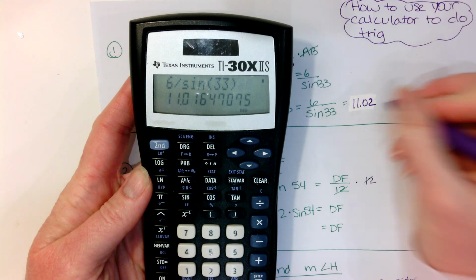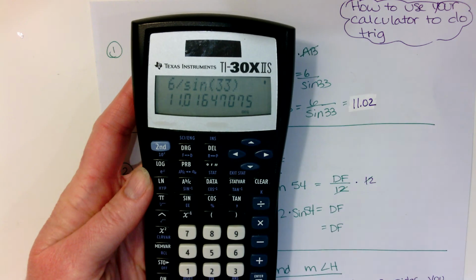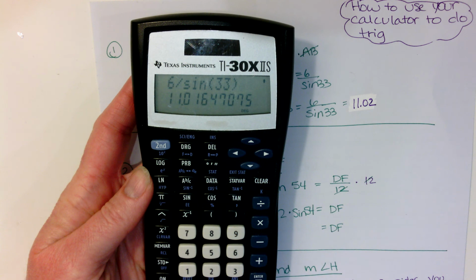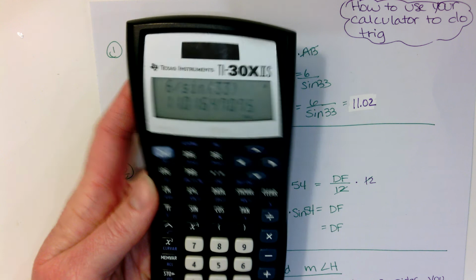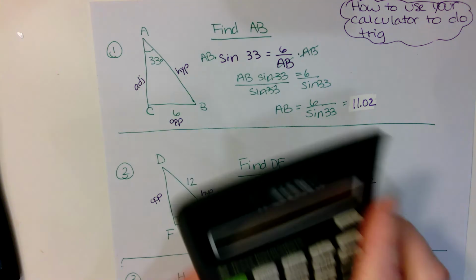11.02. If you wrote 11.01, that answer is great as well. I'm not going to grade on rounding. Don't write 11. That answer would be wrong. Don't round to a whole number.